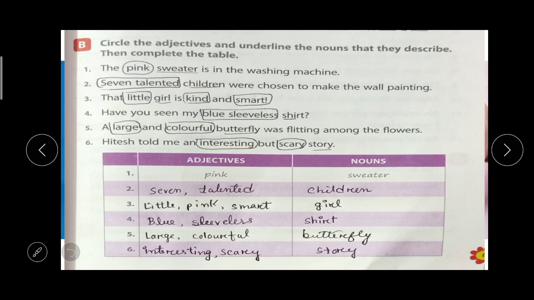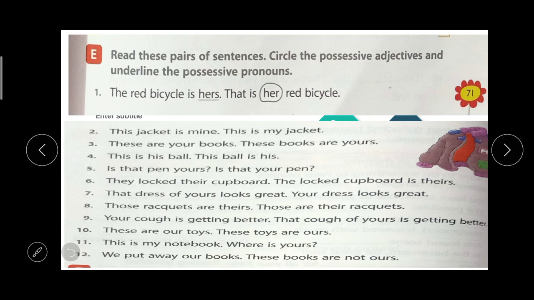So in the first sentence, the adjective is pink and the noun is sweater. In the second sentence, the adjectives are seven and talented, and the noun is children. In the third sentence, the adjectives are little, pink, and smart, and the noun is girl. In the fourth sentence, the adjectives are blue and sleeveless, and the noun is shirt. In sentence 5, the adjectives are large and colorful, and the noun is butterfly. In number 6, the adjectives are interesting and scary, and the noun is story.